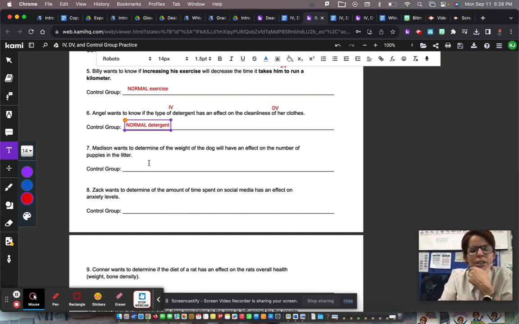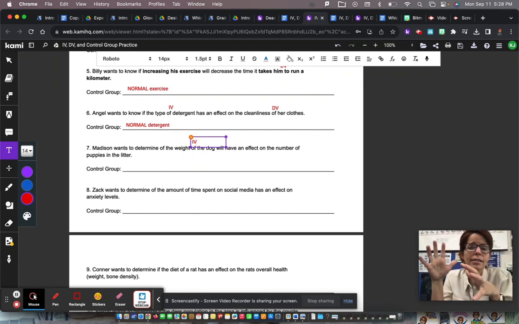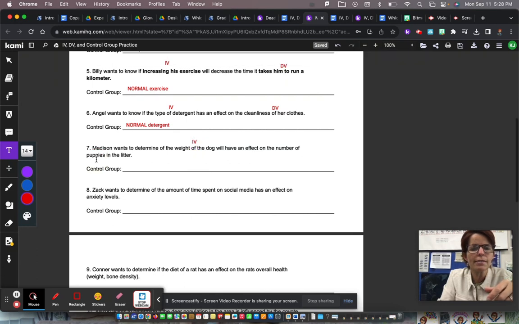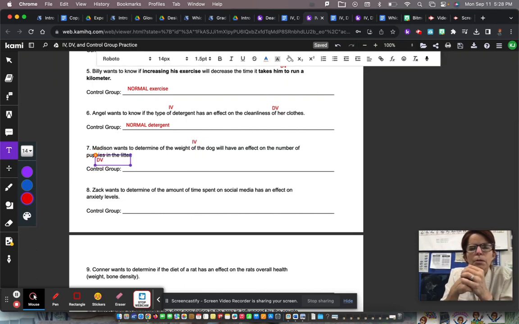Okay, Madison wants to determine if the weight of the dog will have an effect on the number of puppies in the litter. So, what's going to be purposely changing? Well, that's interesting because Madison isn't changing the weight on purpose. Madison is just looking at the different weights, but it's still the weight of the dog. That's still what's going to be different each time, is how much the dog weighs. And then what Madison is going to be measuring is how many puppies there are in the litter. So I'm going to write DV down here. That's what she's going to be measuring.